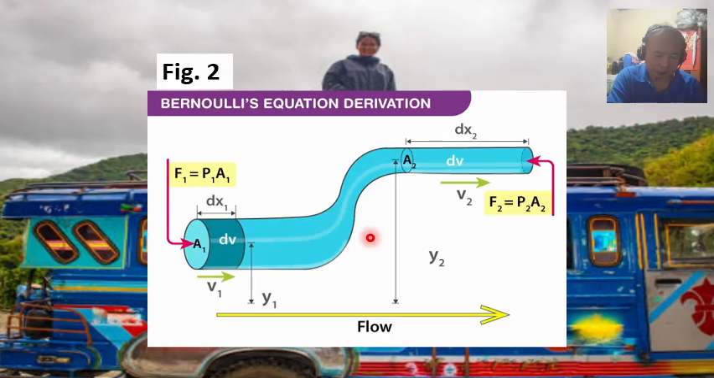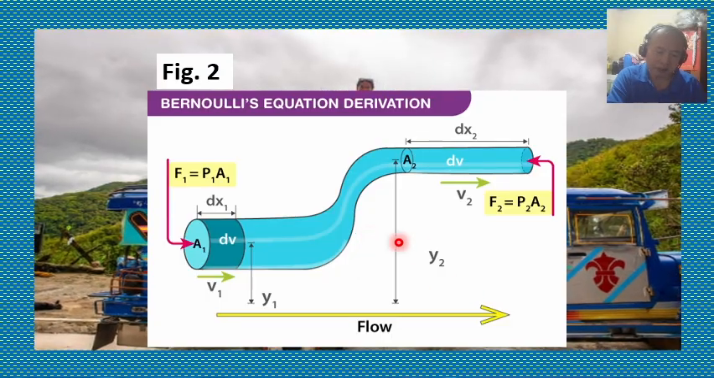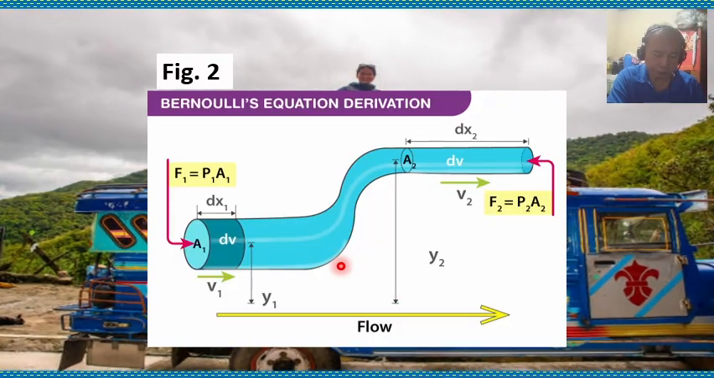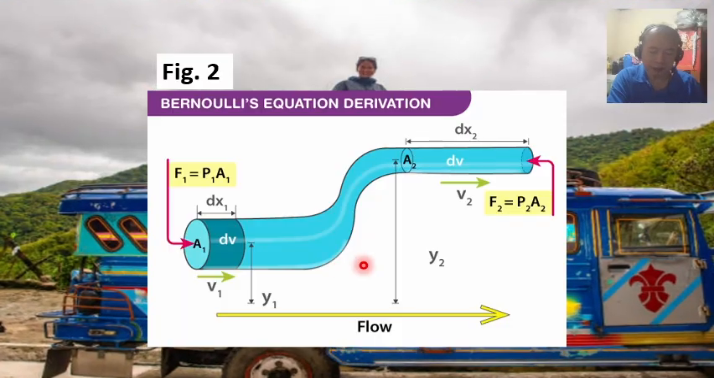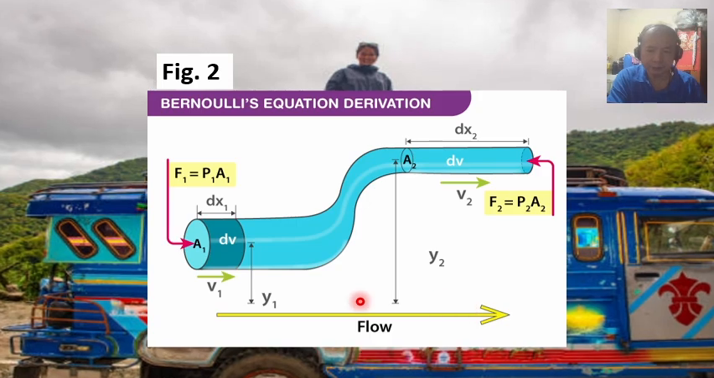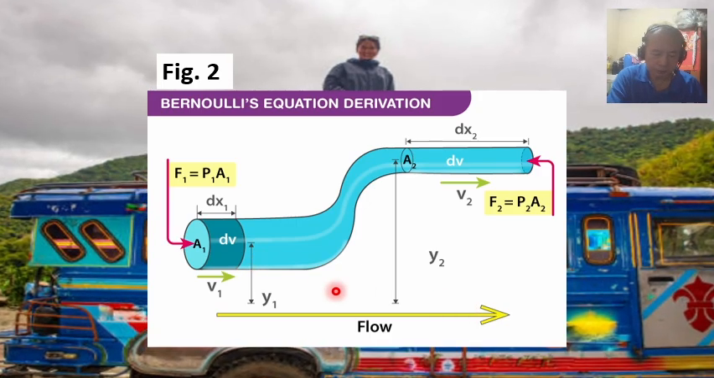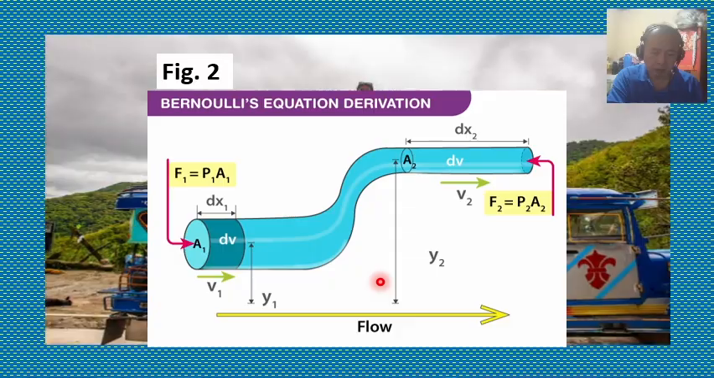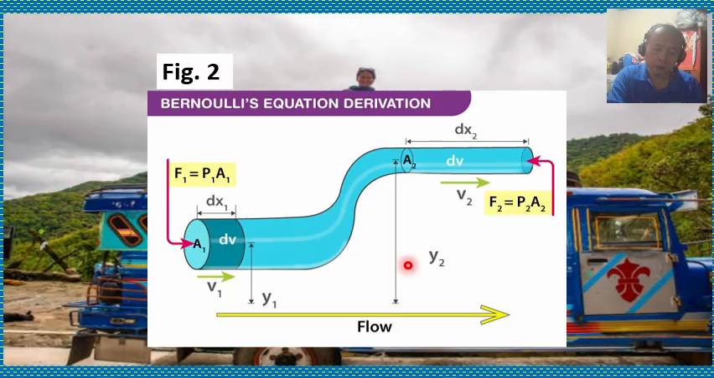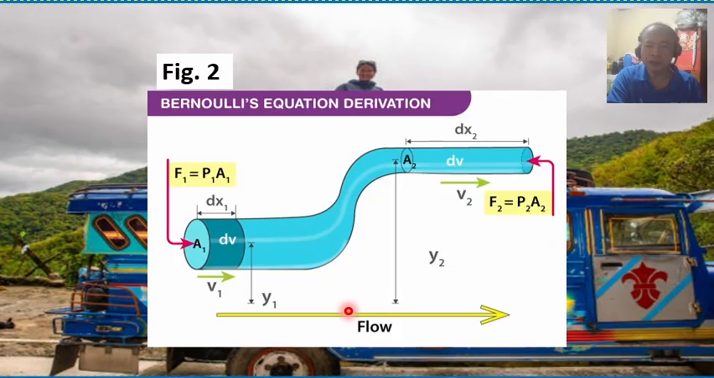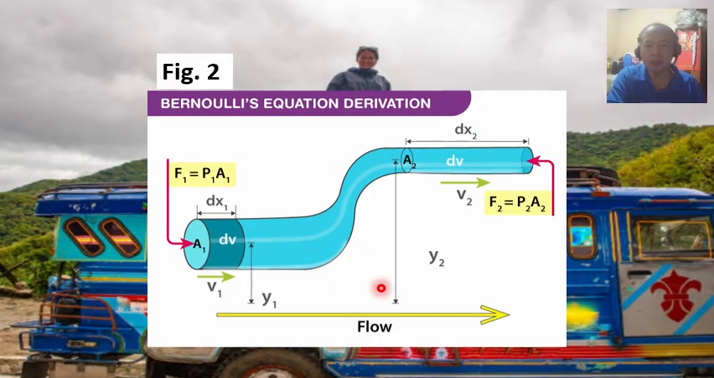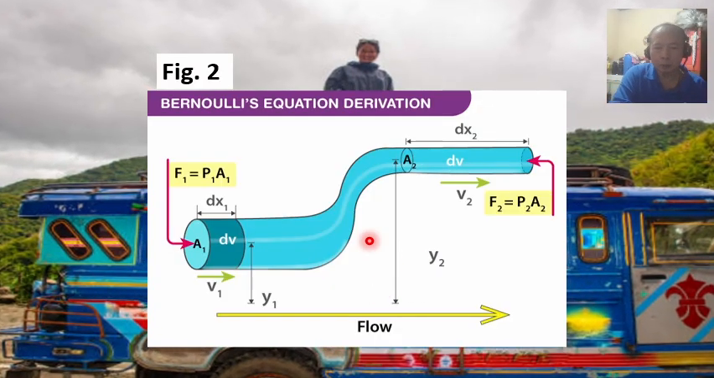Notice that in this case, shown in figure 2, the water flow is both horizontal and vertical, where the pressure change involves both a change in the water's kinetic energy per unit volume and a change in gravitational potential energy per unit volume.